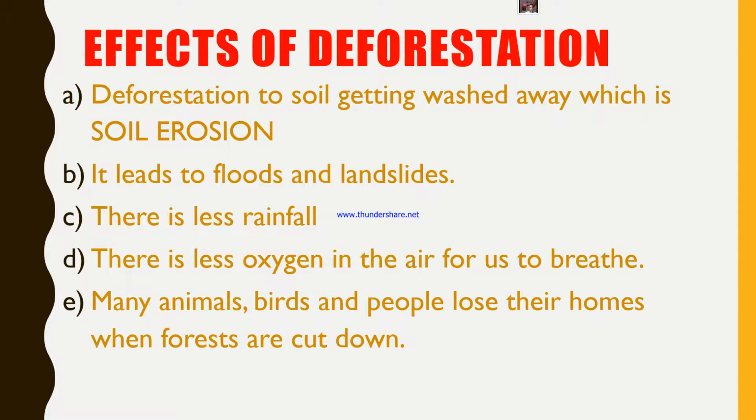Many animals, birds, and people lose their homes. Not only animals and birds, there are Adivasi people, forest dwellers who depend on forest products. They might go into the forest, collect these forest products, and come out and sell these products like the honey, gum, resin. All these things are sold by these forest dwellers and they earn income. When the forests are cut down, what will they do? So they lose their homes. They have to either go in search of some other work and find their homes in some other places.